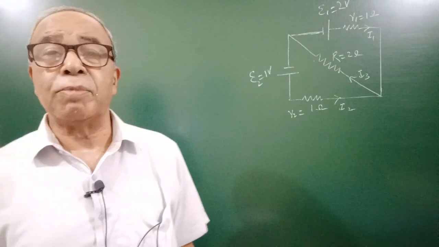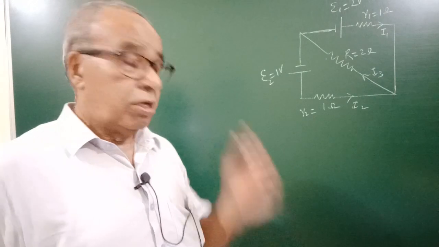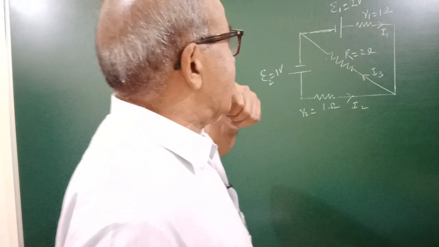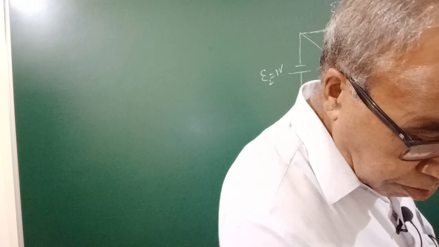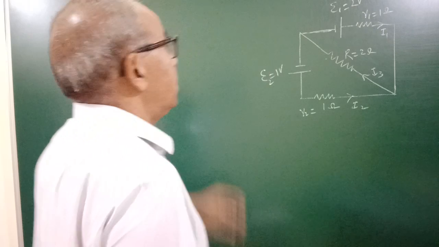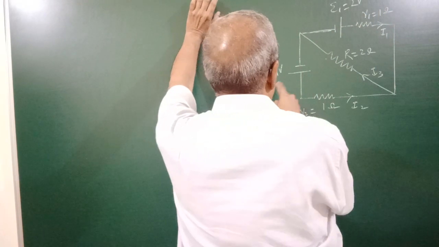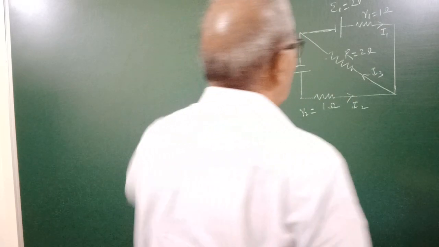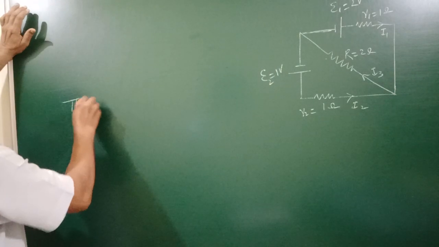Well, dear friend, there are some questions again based on the parallel combination of resistance and cells. Here is a diagram. Here you are asked I1, I2, I3. E1 is 2 volt, R1 is 1 ohm, E2 is 1 volt, R2 is 1 ohm, and this R is 2 ohm. So now we can redraw this diagram.